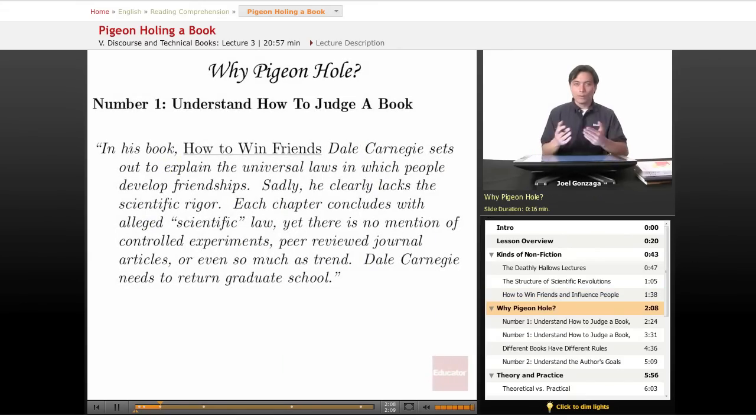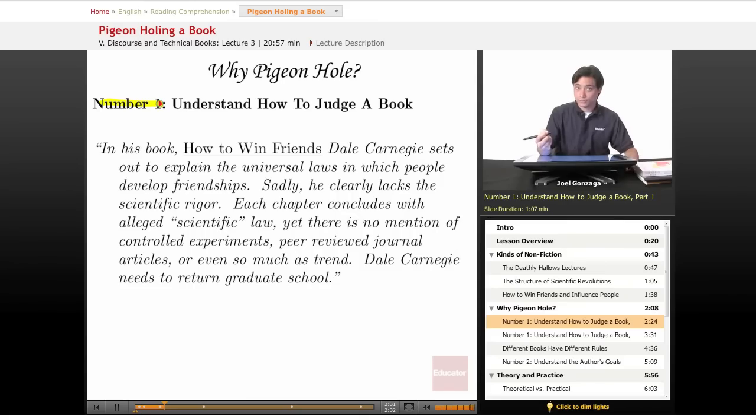So, what do I mean when I'm talking about pigeonholing a book? I'm just picking out what the book's basically about, how it's organized, and whether or not it's theoretical or practical, which I'll be going over as a definition in a bit. Now, why do we pigeonhole though? Well, we got a couple reasons. Number one, we have to understand how to judge a book.